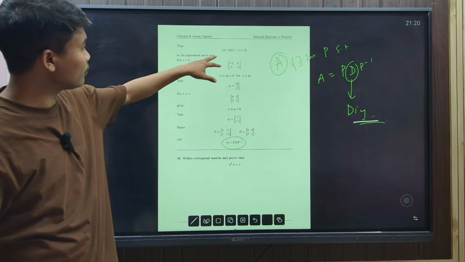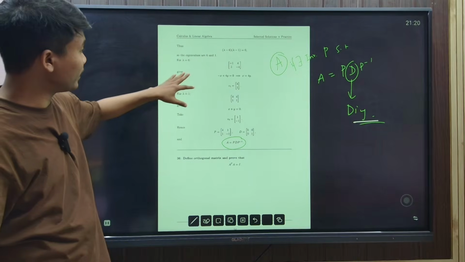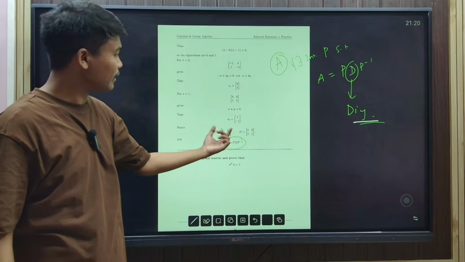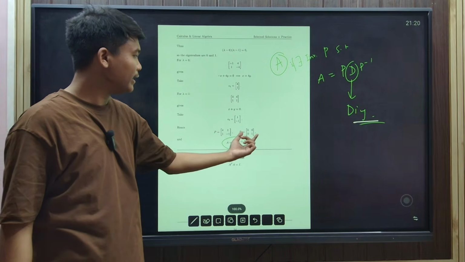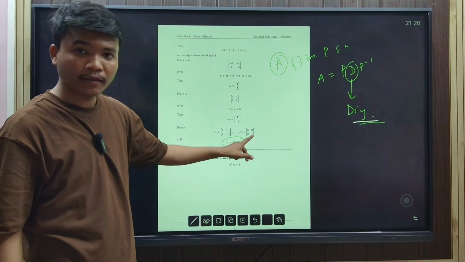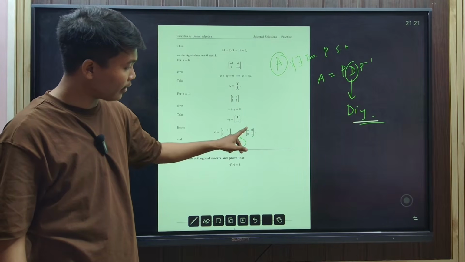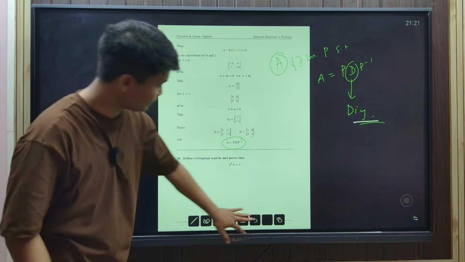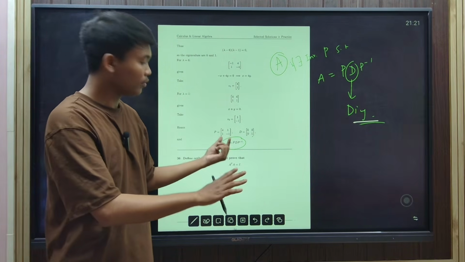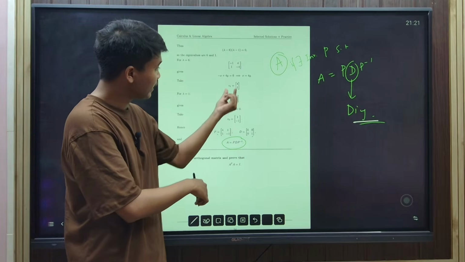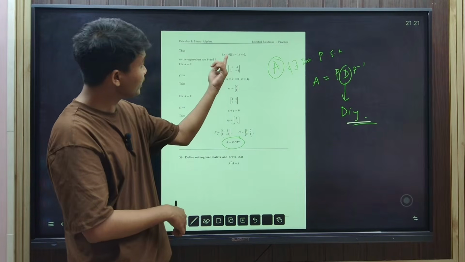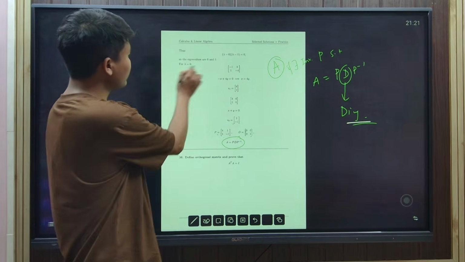The eigenvalues 6 and 1, we can find whatever is given. Now you have to find the eigenvectors also. P is the columns of the eigenvectors, and D has the eigenvalues, only the diagonals. P is only the eigenvectors kept in columns. This 4 comma 1 and minus 1 comma 1 are the eigenvectors, and 6 is an eigenvalue here and 1 is also an eigenvalue.